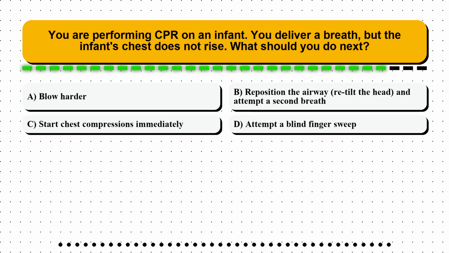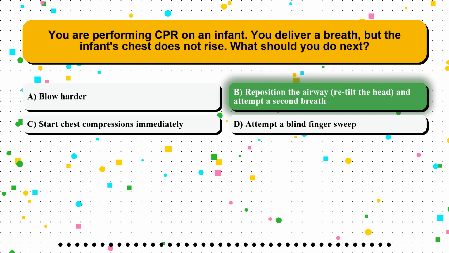Question 31. You are performing CPR on an infant. You deliver a breath, but the infant's chest does not rise. What should you do next? Option A, blow harder. Option B, reposition the airway, retilt the head, and attempt a second breath. Option C, start chest compressions immediately. Option D, attempt a blind finger sweep.